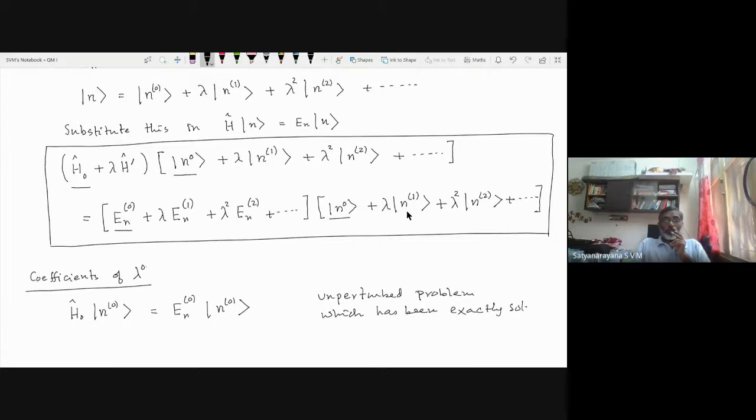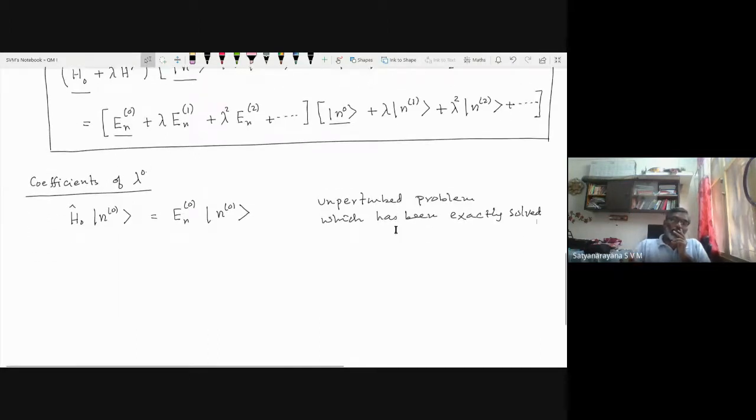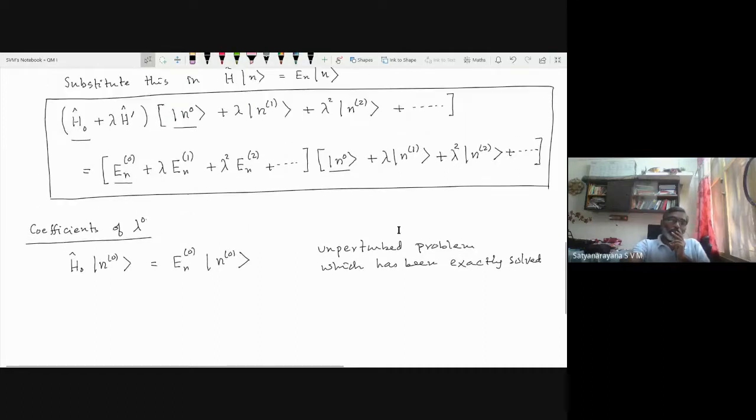So we have nothing to do here. So the coefficients of lambda power 0 give this kind of equation, which turns out to be a statement of the unperturbed problem. Now let us try to collect the coefficients of lambda to the power 1.